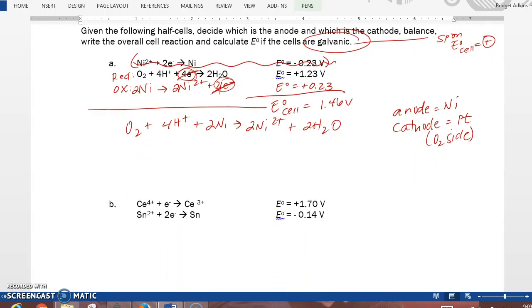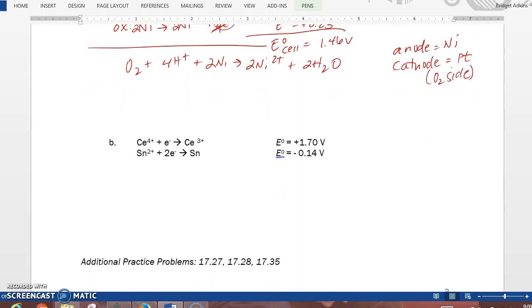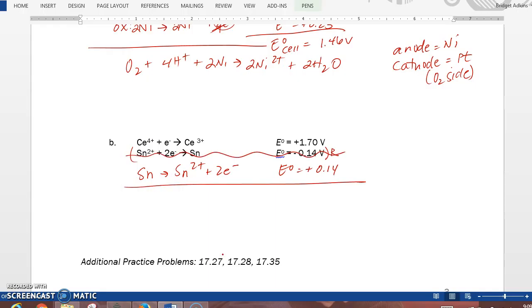Alright, for our second reaction, we've got Ce4+ going to Ce3+. That's a positive 1.7 volts. And then we've got another reduction reaction that's negative 0.14. So again, to make it galvanic, I've got to make E0 cell be a positive number. And so I certainly can't flip that first one, but I can flip the second one. And so then I would have Sn forming Sn2+ and 2 electrons. And the E0 for that is now a positive 0.14. So again, we'll get rid of that one. Alright, so our E0 cell is just the sum of those two things, so 1.84 volts.